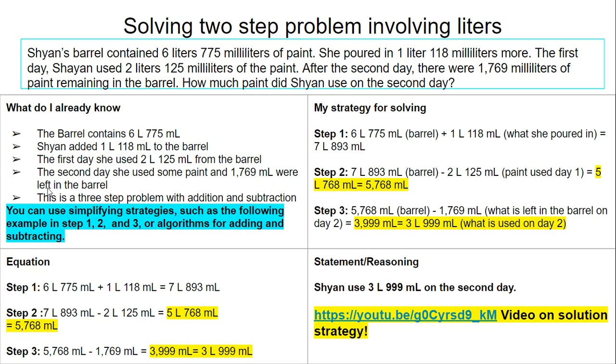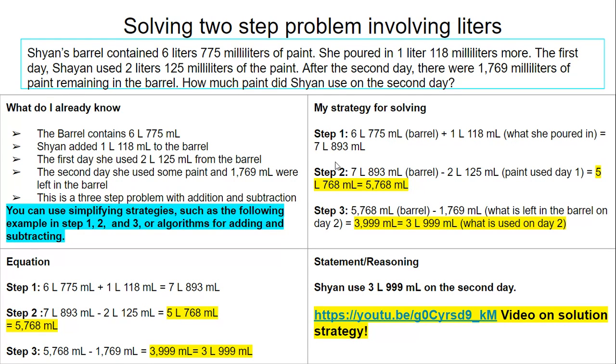Things that I already know. I know when she started, the barrel contains 6 liters, 775 milliliters. Then she added to the barrel 1 liter, 118 milliliters. On the first day, she used 2 liters, 125 milliliters. And on the second day, she used some paint, we don't know what yet, and knowing that there's 1,769 milliliters left in the barrel. This is a 3-step problem where you're going to be using addition and subtraction.